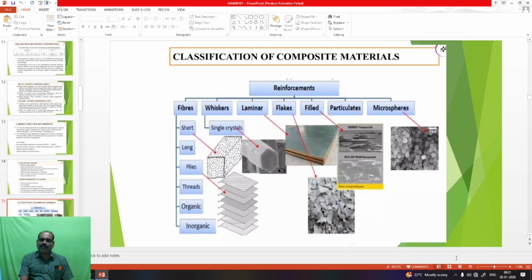The classification of composite materials is based on matrix and reinforcement. So far we have seen matrix, now reinforcement. Reinforcement may be of fibers, whiskers, laminar, flakes, filled particulates and microspheres. See the examples given in the figures. Fibers may be of short fiber, long fiber, plies, threads, organic and inorganic. And whiskers are single crystal or multi crystals.